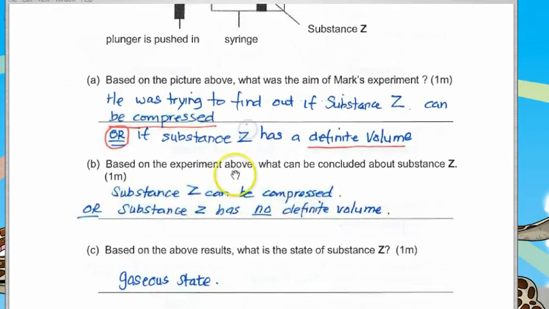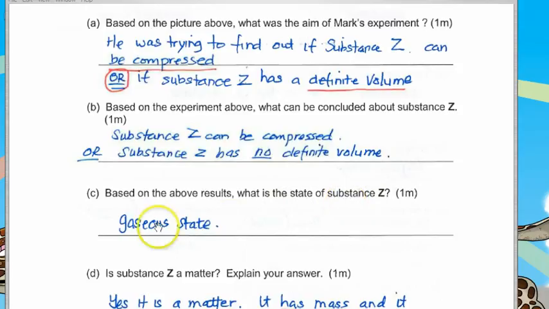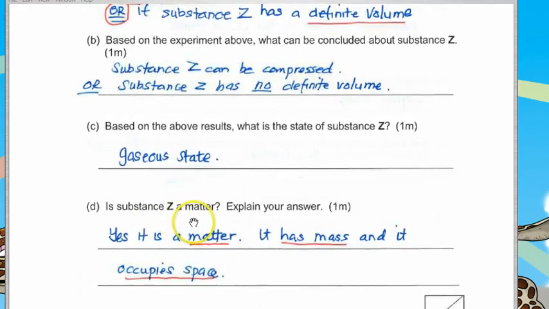Based on the experiment above, what can be concluded about substance Z? We can conclude that substance Z can be compressed. Substance Z has no definite volume. Now, based on the above results, what is the state of substance Z? Gaseous state. Next, is substance Z a matter? Of course, yes, it is a matter. Even gas, liquid, solid, and this is gas. Why? Straight away say it has mass and it occupies space. Gas is a matter, it has mass, it occupies space.